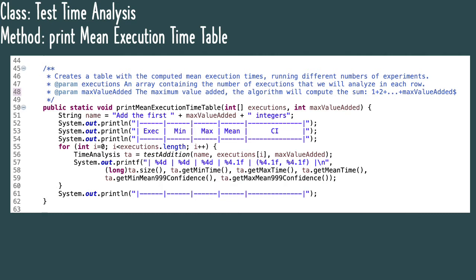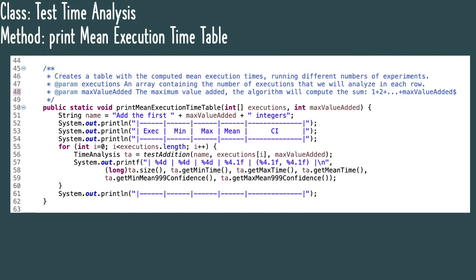Now, after we put the header, we'll repeat the time analysis for each number of executions that we receive. So we go through the array of executions, and for each number, we call the test addition and receive a time analysis for that call. And then we print the row in the table with the results.